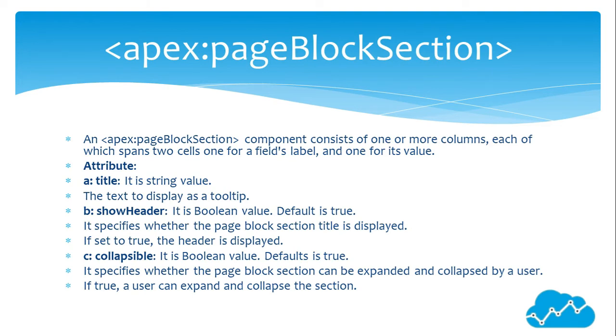Apex page block section. An Apex page block section component consists of one or more columns, each of which spans two cells, one for a field's label and one for its value. Attribute title is a string value: the text to display as a tooltip. Show header is a boolean value. Default is true. It specifies whether the page block section title is displayed. If set to true, the header is displayed. Collapsible is a boolean value. Default is true. It specifies whether the page block section can be expanded and collapsed by a user. If true, a user can expand and collapse the section.